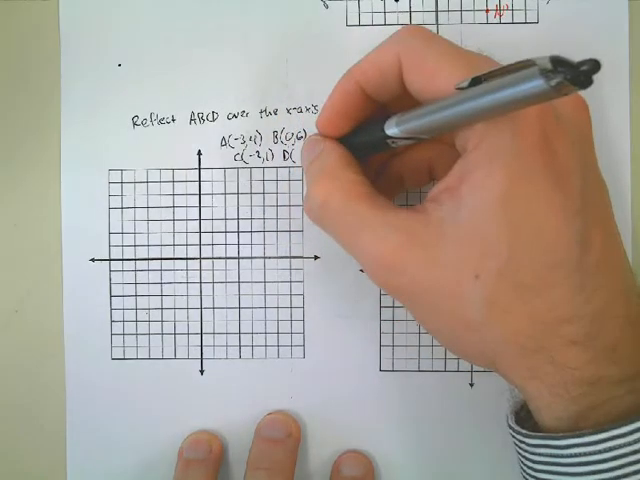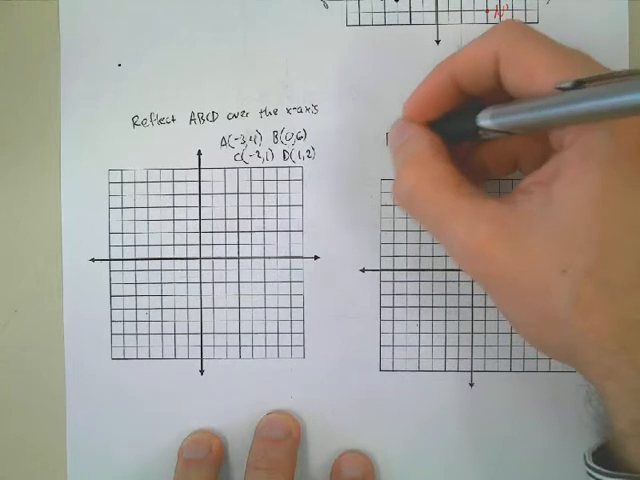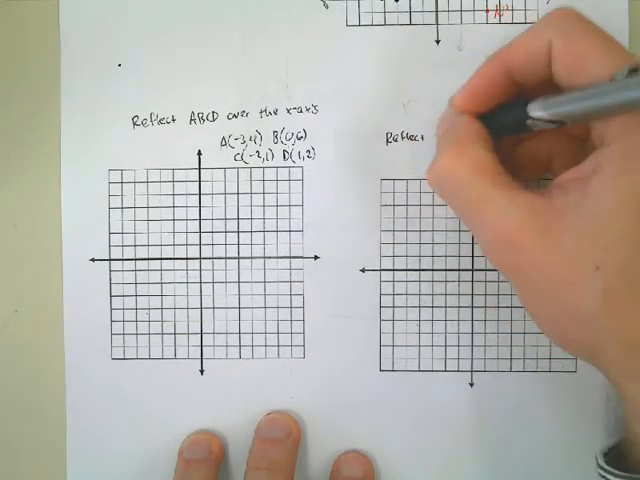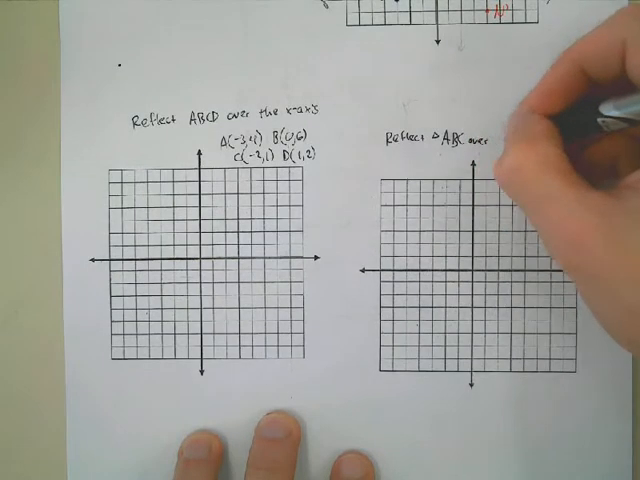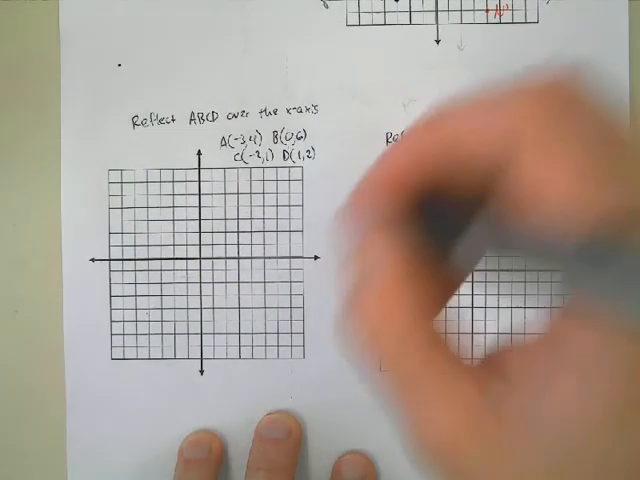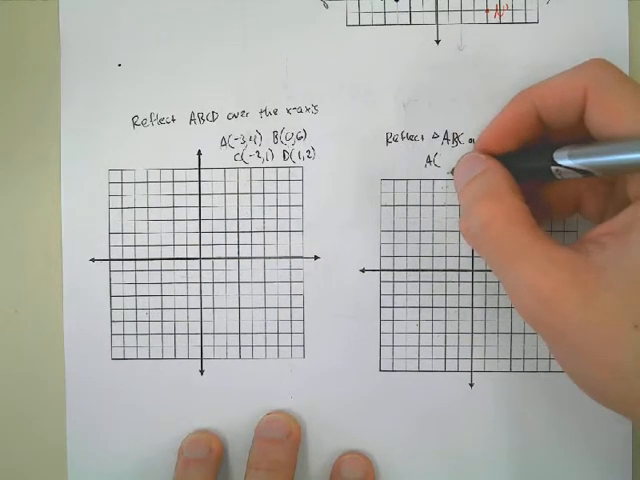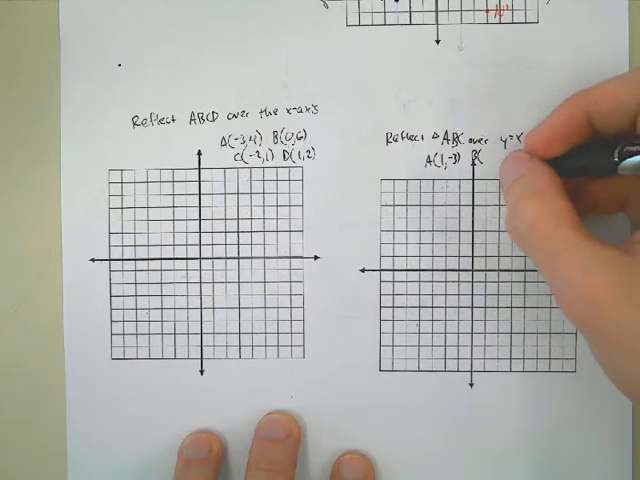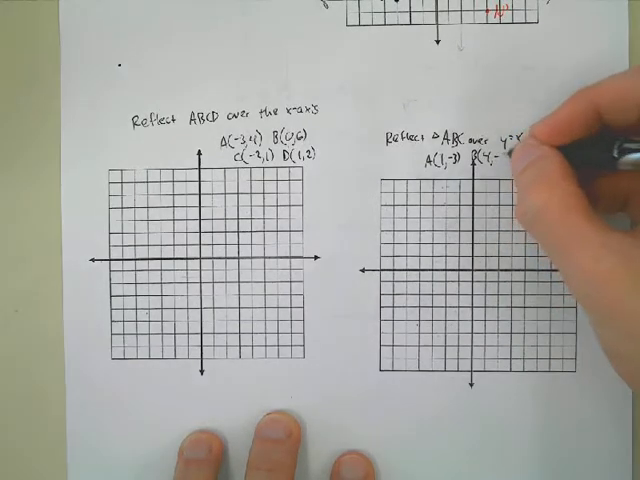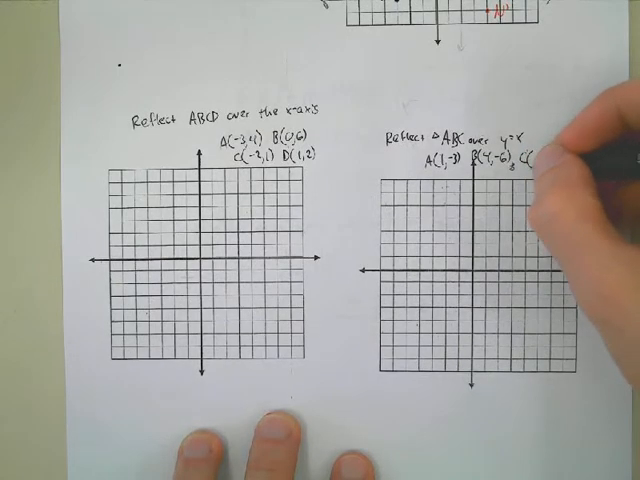And then I also want you to reflect triangle ABC over y equals x. A has coordinates 1, -3. B has coordinates 4, -6. And C has coordinates 6, -2.